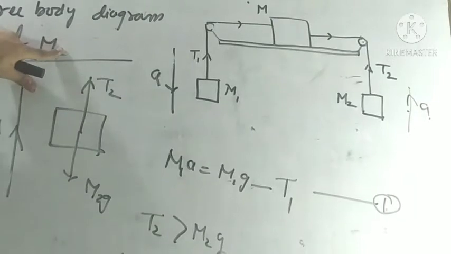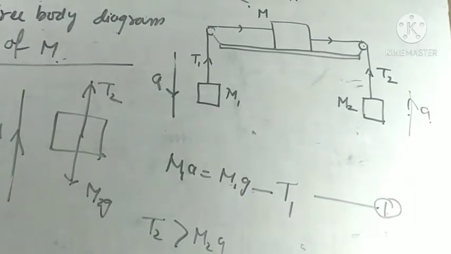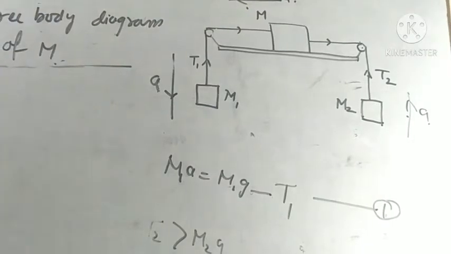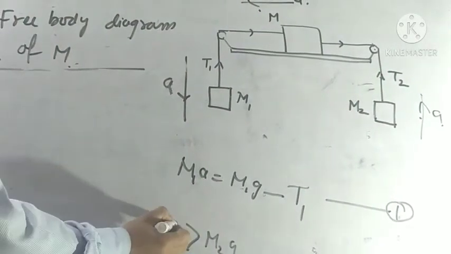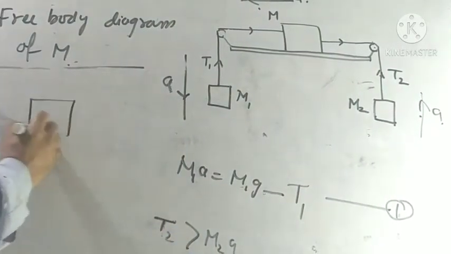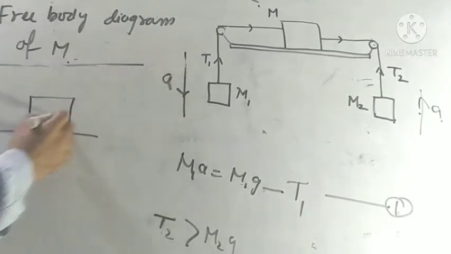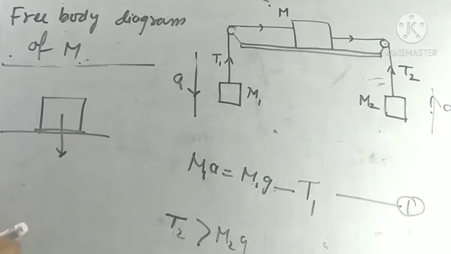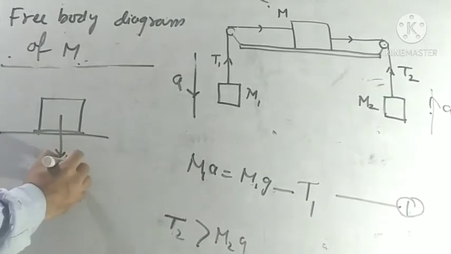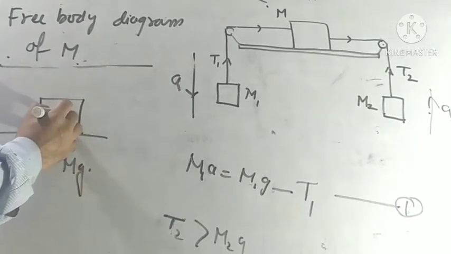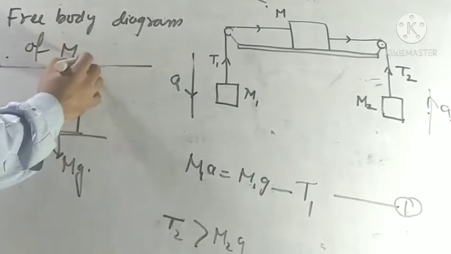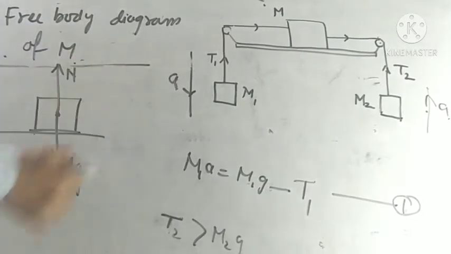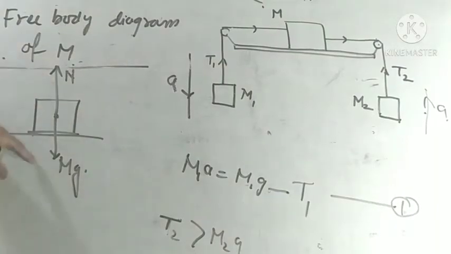This body, having mass capital M, is placed on this table. So the weight of this body, Mg, acts vertically downward, and the normal force acts vertically upward. These two forces have equal magnitude and opposite direction, so they cancel each other.